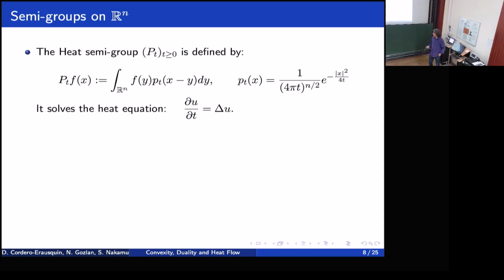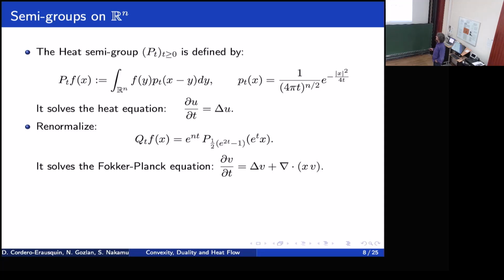This is well known. So there is a rescaling. I think we saw it also in the talk by James. So this is the dual point of view here. So you can rescale in time and in space. And this is what's called the Fokker-Planck semigroup, and we solve this equation. So you have an extra first-order linear term.